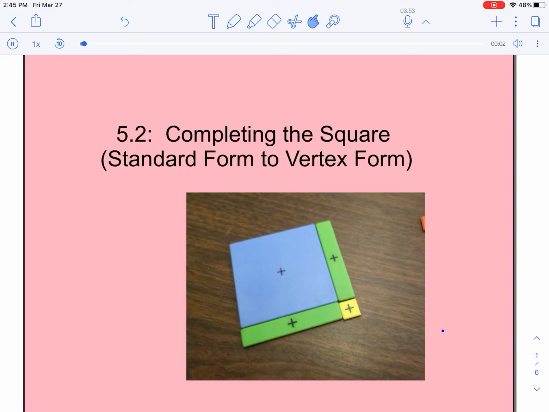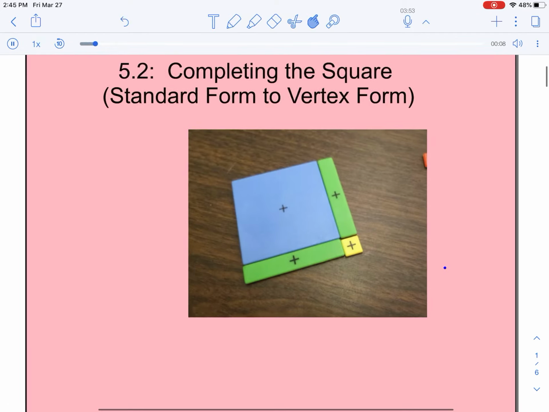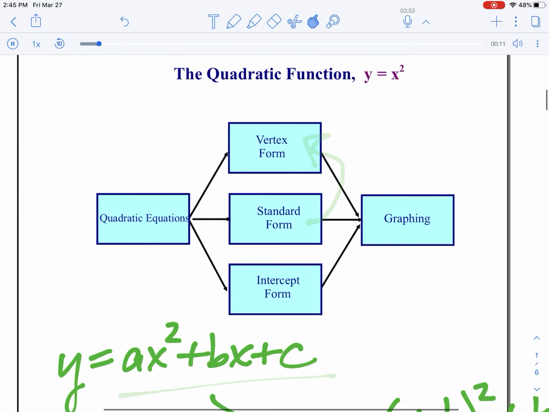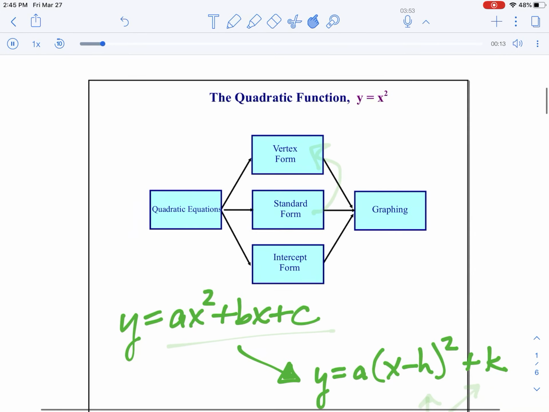Today we're going to complete the square. We're going to look at a visual square, and we're also going to talk about quadratics, which are squares. We've seen three different forms of quadratic functions, and completing the square is a way of going from standard form to vertex form. This is a little friendlier to graph because you can see that vertex right there as (h, k), which is harder to see when it's in standard form.